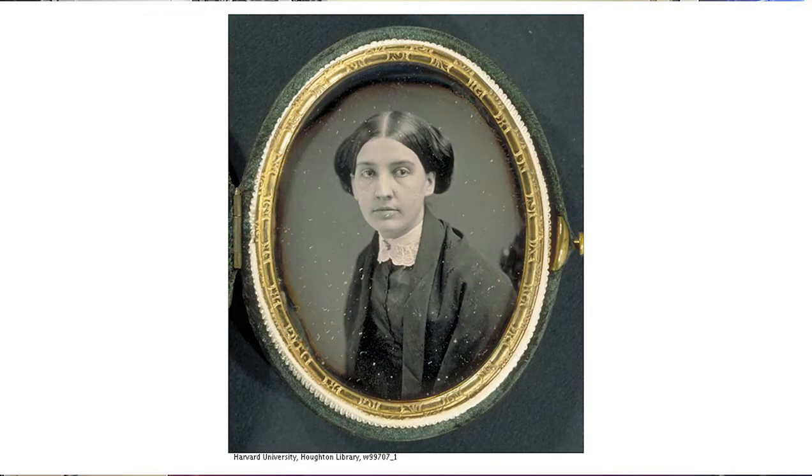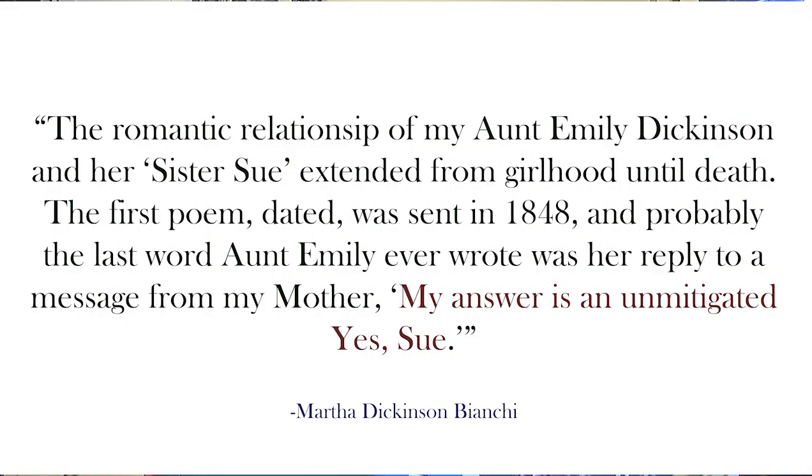There's also just a very explicit relationship that she had with her sister-in-law, Susan Gilbert, and this is the one that most people are familiar with. In fact, Susan Gilbert's daughter wrote in the preface to The Single Hound, which is a collection of Emily Dickinson's works, "The romantic friendship of my Aunt Emily Dickinson and her sister Sue extended from girlhood until death.